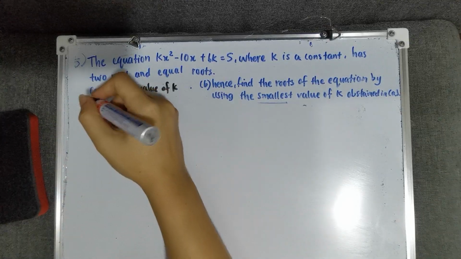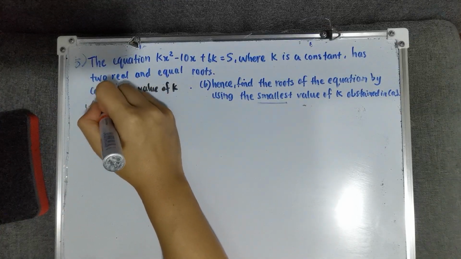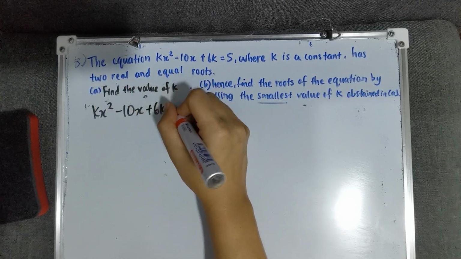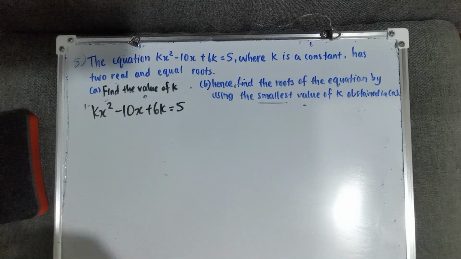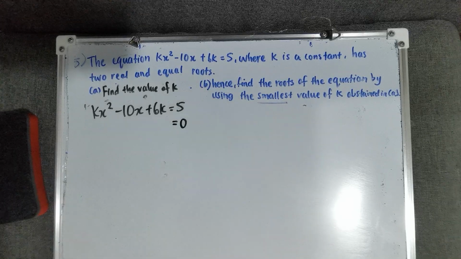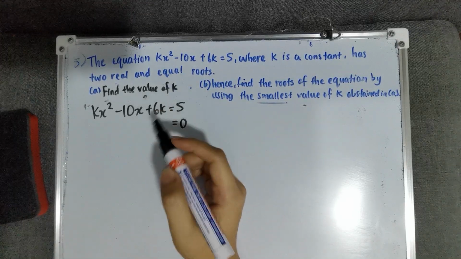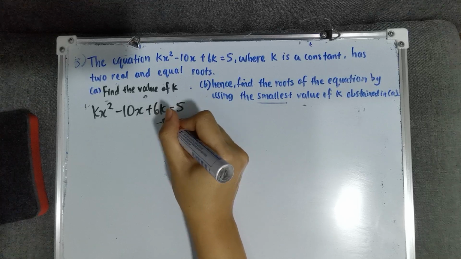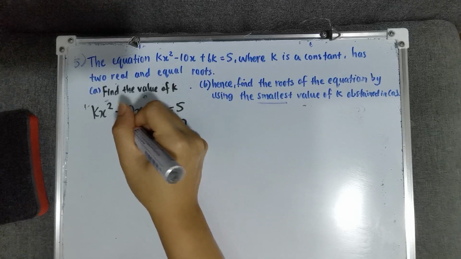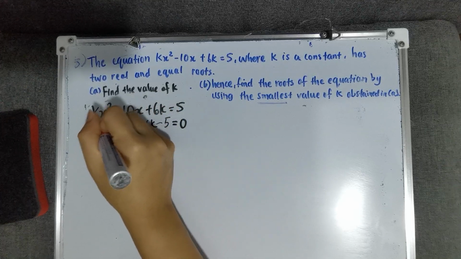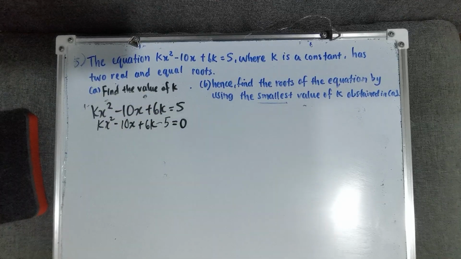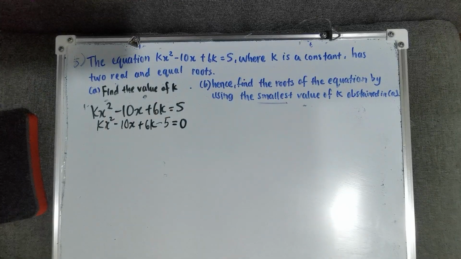So your equation is kx squared minus 10x plus 6k equals 5. Before we do anything, we have to make sure it equals 0. So your 5, you have to bring to the left side, which is positive, and it becomes negative 5. So we have kx squared minus 10x plus 6k minus 5. Then after that, what should we do?